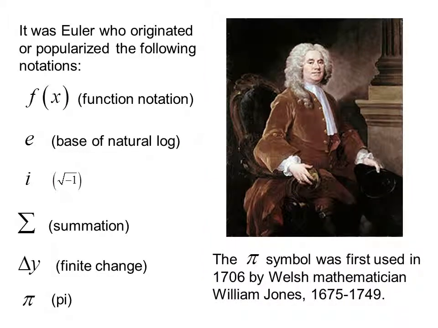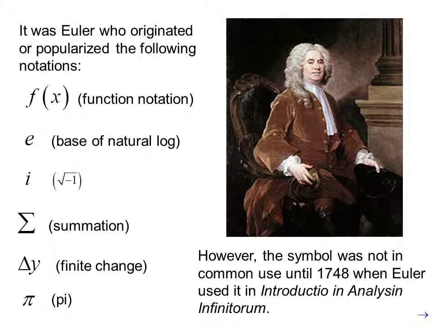The pi symbol was first used in 1706 by Welsh mathematician William Jones, who lived from 1675 to 1749. However, the symbol was not in common use until 1748, when Euler used it in Introductio in Analysin Infinitorum.